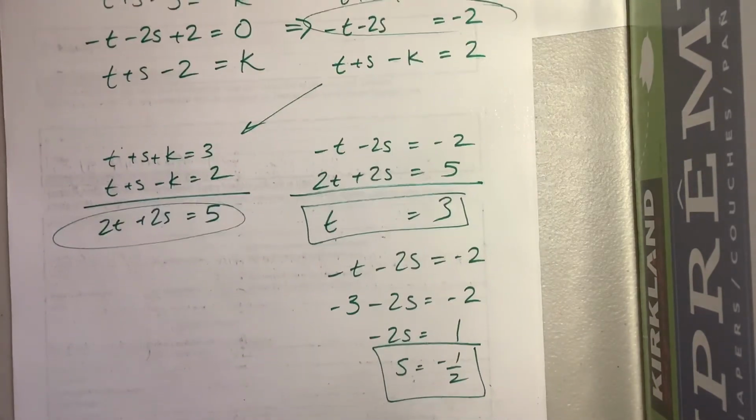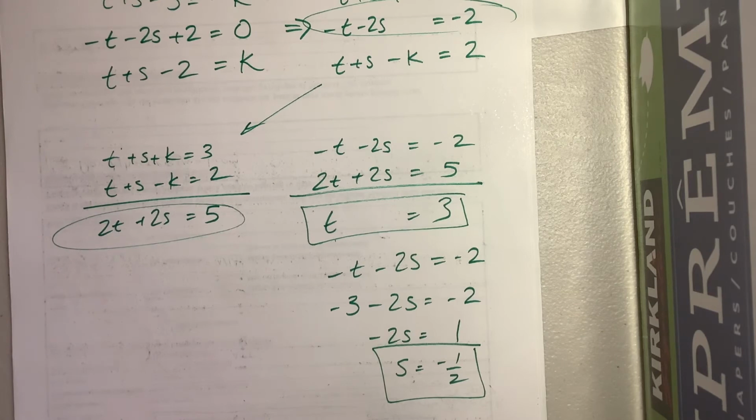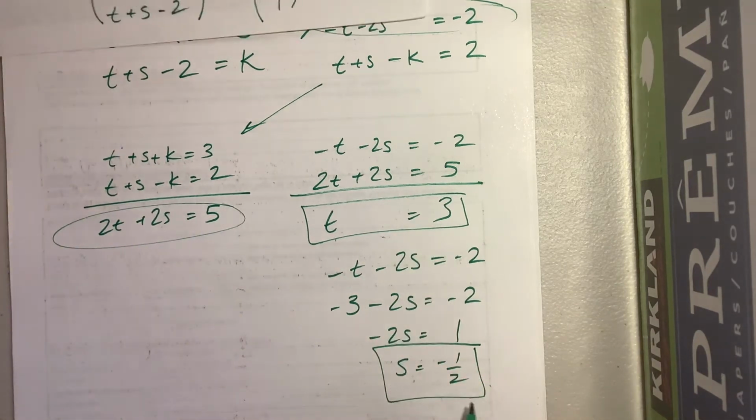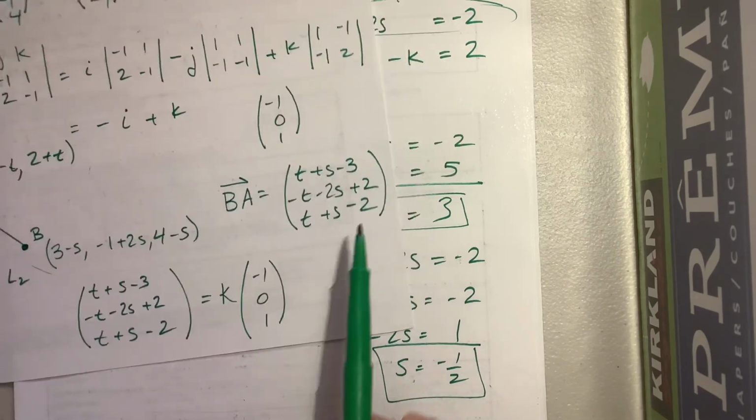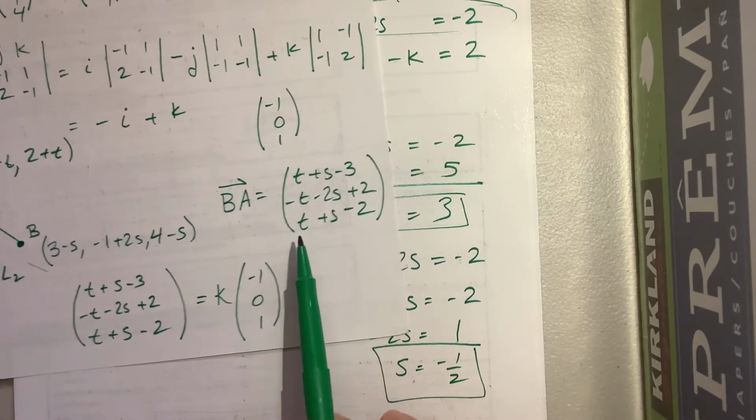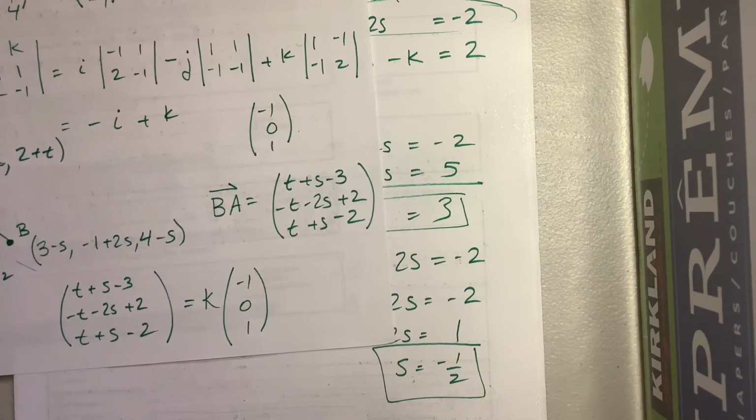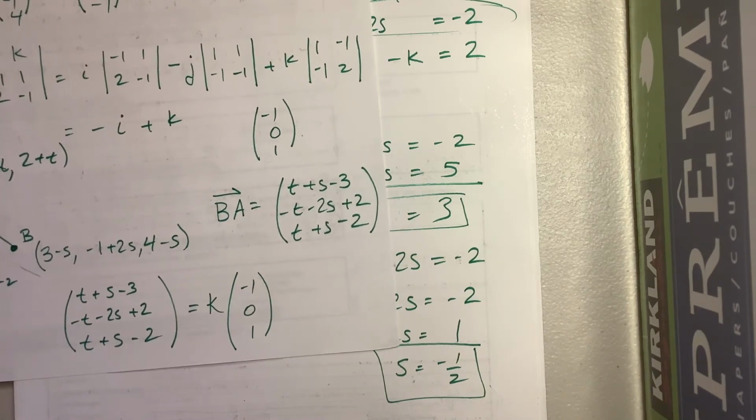Okay, so what in the world have we done? We have found that when T is equal to 3 and S is equal to negative 1/2, this vector right here, this vector BA, will be parallel to a vector that's perpendicular to both of the lines.